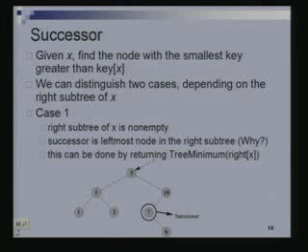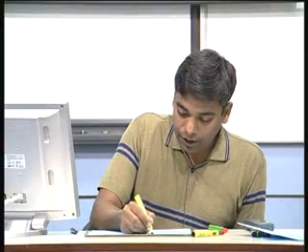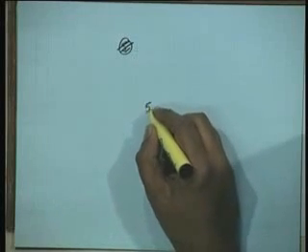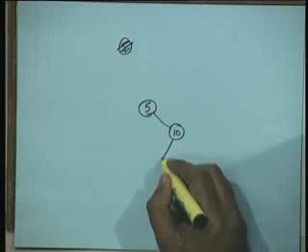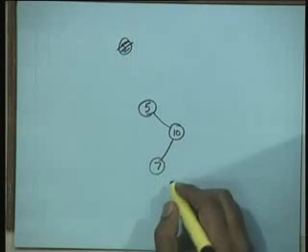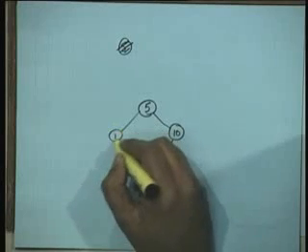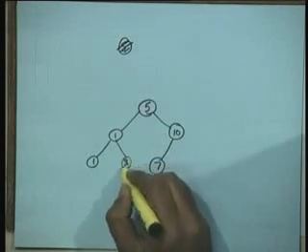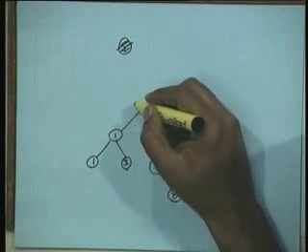Okay, so what are we trying to say? Let me draw this picture on a fresh sheet of paper. I put down 5 here in the center, and we have 10 here, we have 7 here, and we have 8 here. We have 1, 3. Now I have to find out the successor of this gentleman, 5.